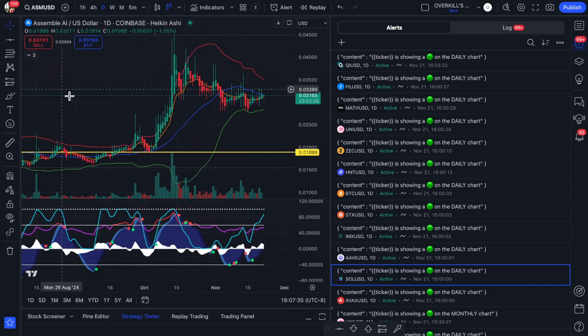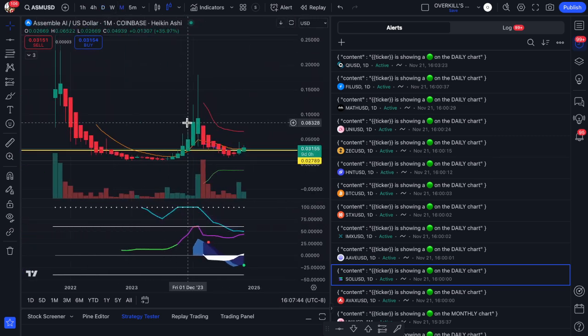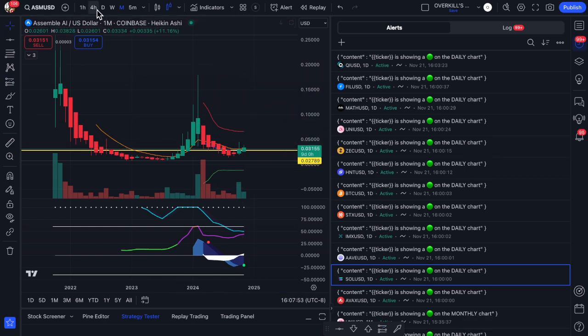This looks like an AI play. So big level right here at about 0.027. It's sitting at about 0.031 right now. This one looks like one of those altcoins that you can throw a little bit at and make a lot. I mean, back to 20 cents, that's around a 482% move there on ASM.